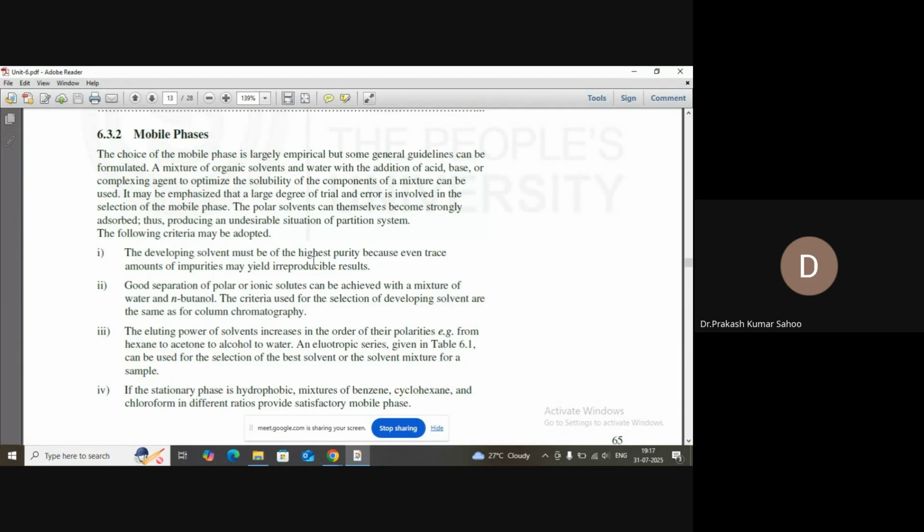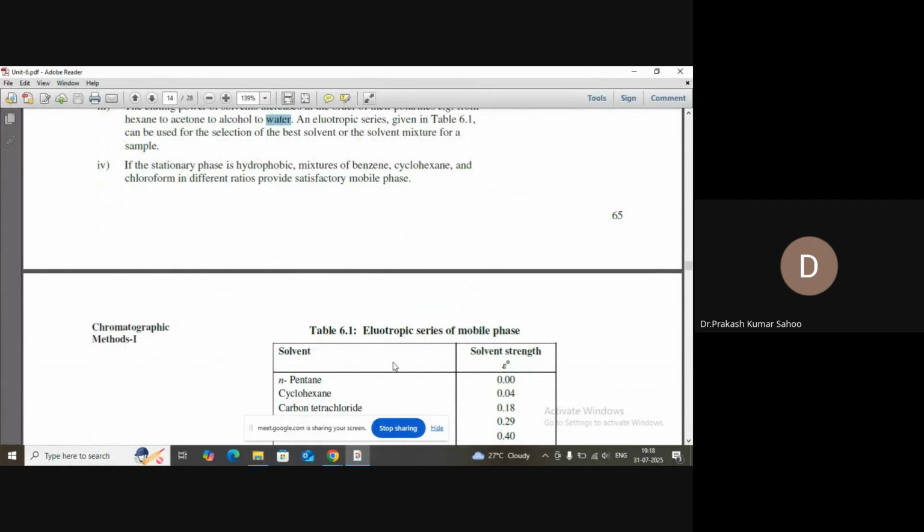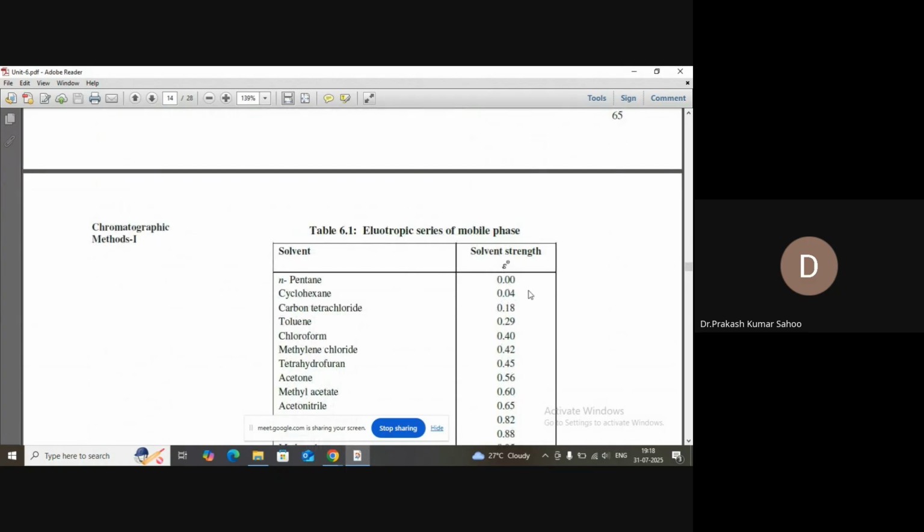The eluting power of a solvent increases in the order of their polarities. Example: hexane to acetone, to alcohol, to water. That means it is non-polar to polar. Water is polar. So the eluotropic series, that is Table 6.1, is given. You will see this is the eluotropic series, or the solvent chain by polarity.